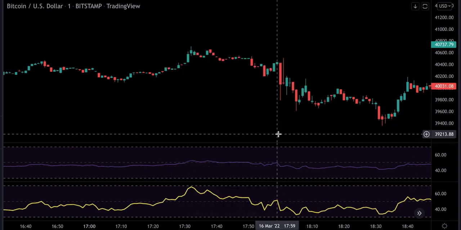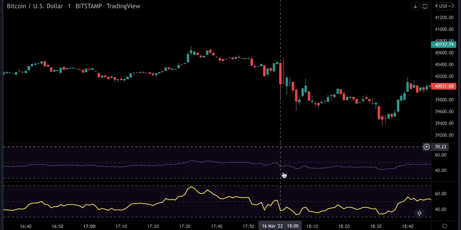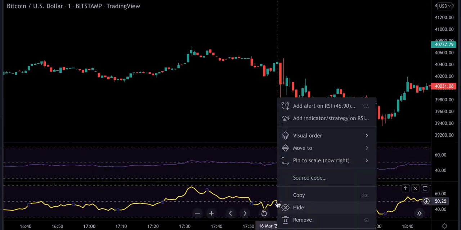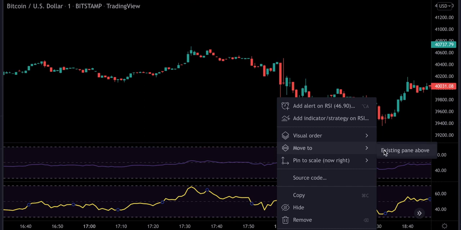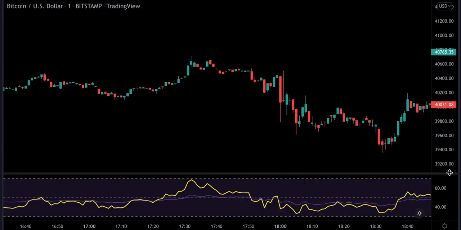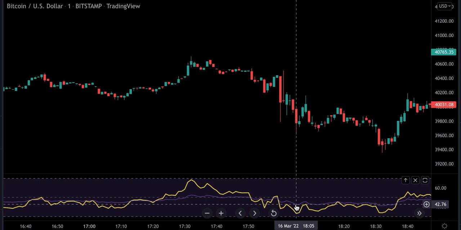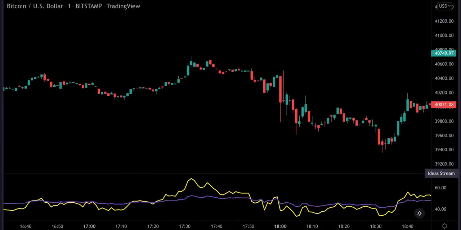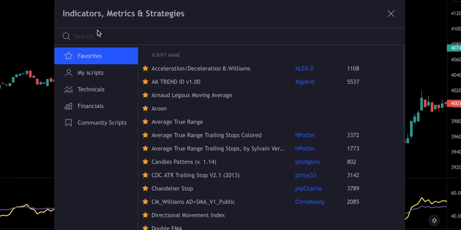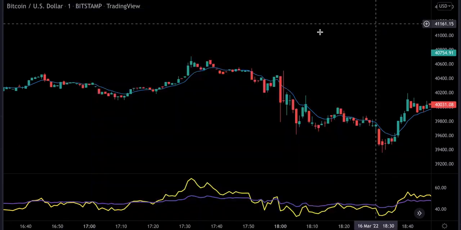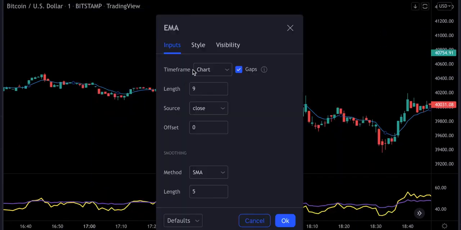and there we go. Okay, so the next thing we need to do is combine these two indicators on one pane. So for that, we're going to click on Move to Existing Pane Above. We can also remove the background and these lines and make this purple line a bit more visible. Okay, so now we have our indicators set up and ready, and for the next indicator we're going to use an EMA, exponential moving average, and we're going to change the settings from 9 to 60.